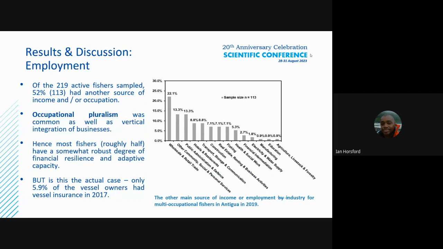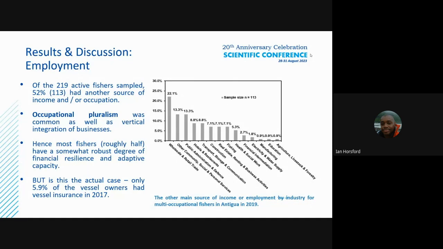With respect to employment, of the 219 active fishers, 52% had another source of income or occupation. If you look on the figure, the areas that used to be the primary areas of alternative occupation in the past would have been agriculture, construction. A lot of that has actually changed. We have a substantial proportion from other sectors that are actually participating in the fishery sector as a complement to their other means of income.